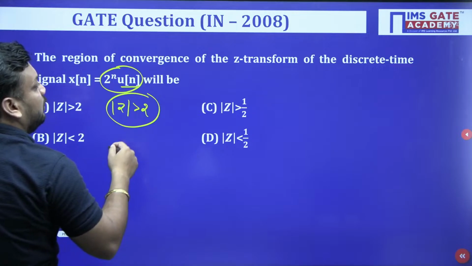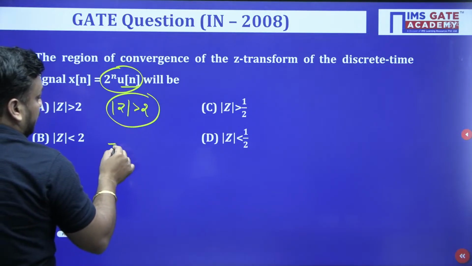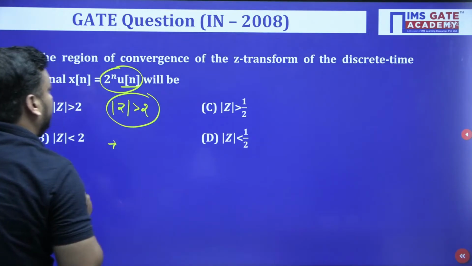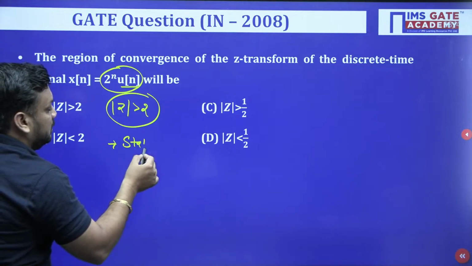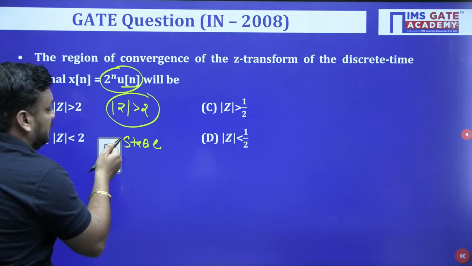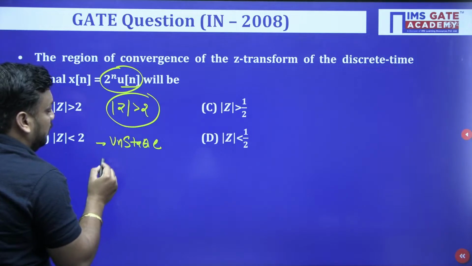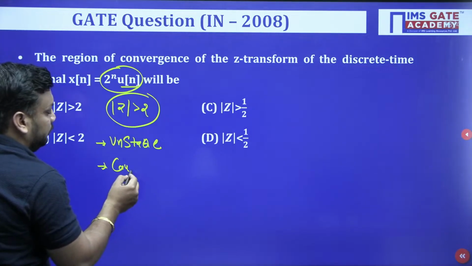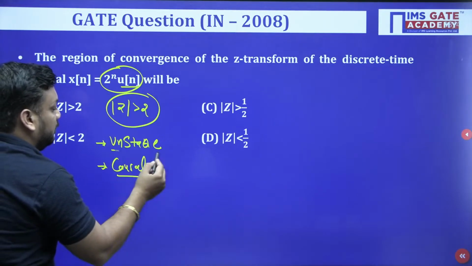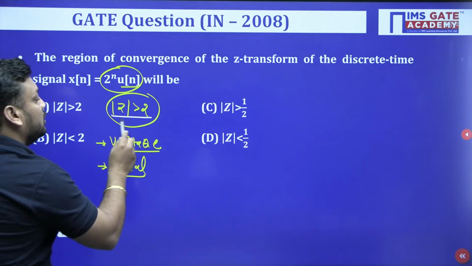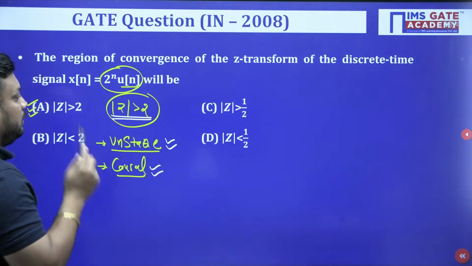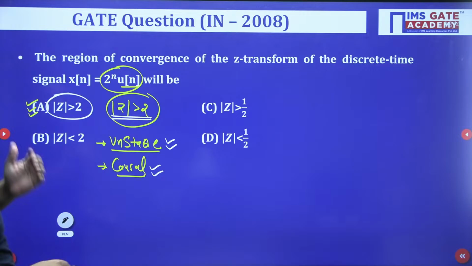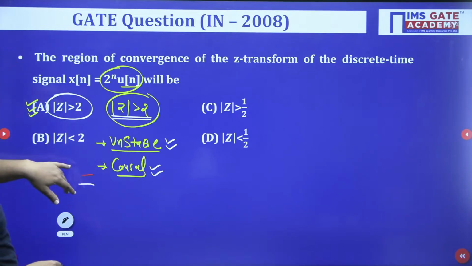Even this question would be a better question if the examiner asks about stable and causal also. So it is 100% unstable and 100% causal. Why 100% unstable? Because ROC greater than 2 does not include the unit circle, and u[n] means causal. So unstable and causal, mod of z is greater than 2. Yes. So I think it is the easiest question ever, guys. Now we are going for the next one.